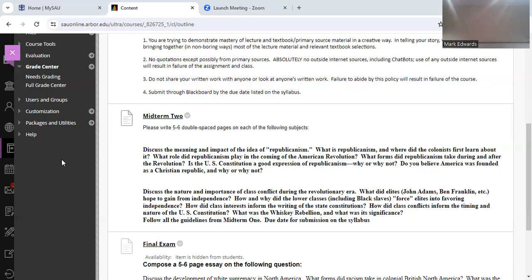All right. So when he's asking me, what is republicanism? Where did the colonists first learn about it? What am I going to put? What specific reference or detail might I put there? When he talks about the U.S. Constitution, what might I put there? Is that where I'm going to?